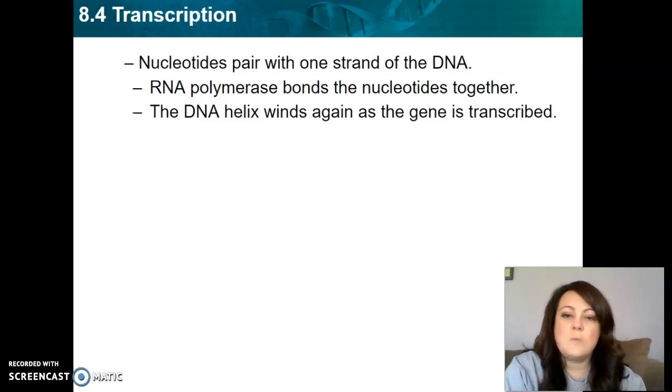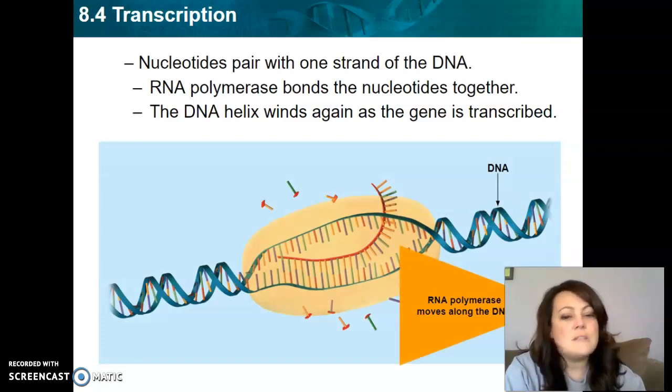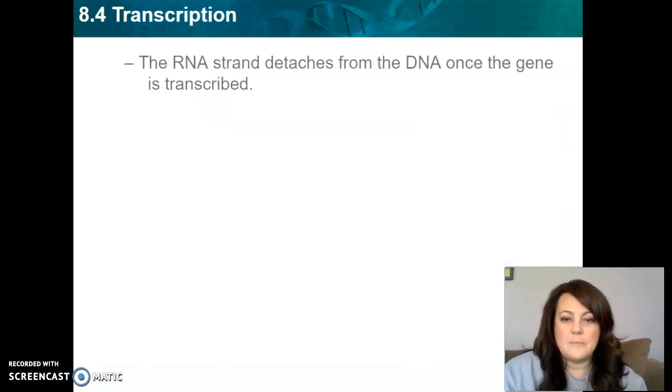The DNA helix winds up again as the gene is transcribed, and nothing changes. We're not changing the DNA in any way. We're not doing anything significant. We're just opening it up, making a copy of it, and then closing it back up. The RNA strand detaches from the DNA once the gene is transcribed.